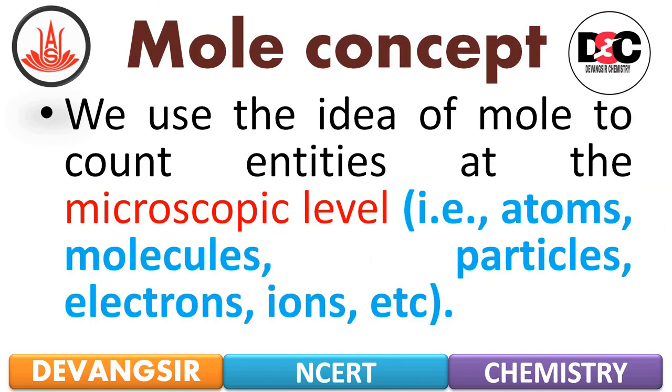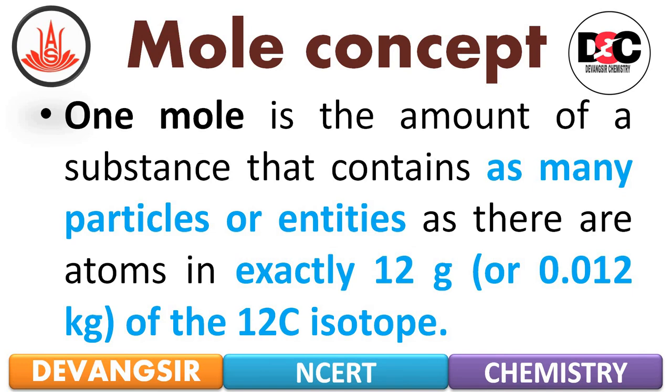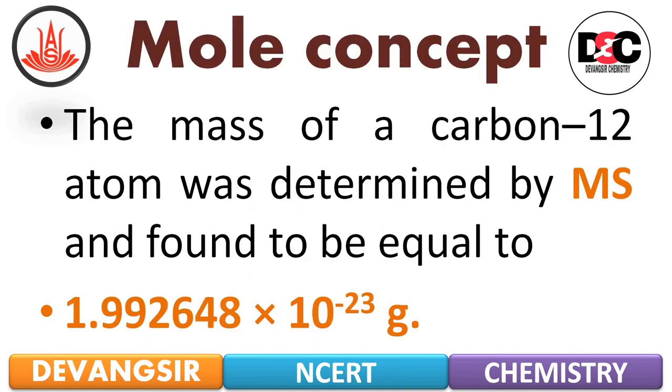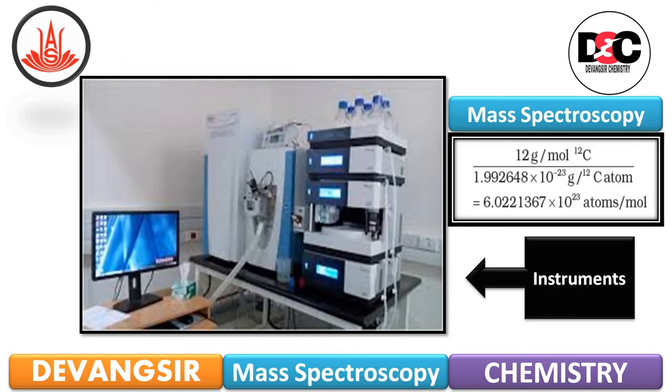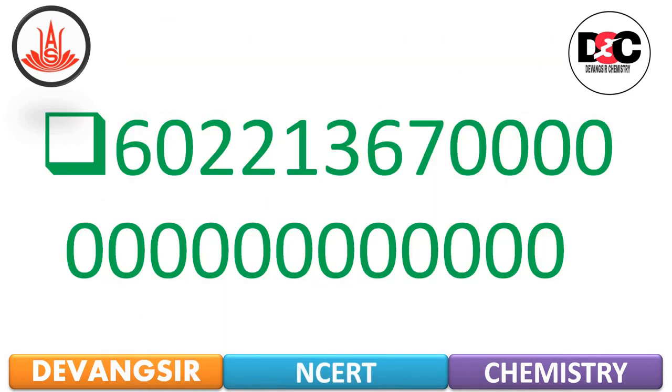Then we are measuring at the microscopic level. In the SI system, this is the 7th base unit. Then the definition of the mole concept, and how it has been measured for carbon using mass spectrometry. You can also call it mass spectroscopy; the instrument is called a mass spectrometer. Then Avogadro was the scientist who gave this number: 1 mole has this many atoms or particles, whatever you want to call them.